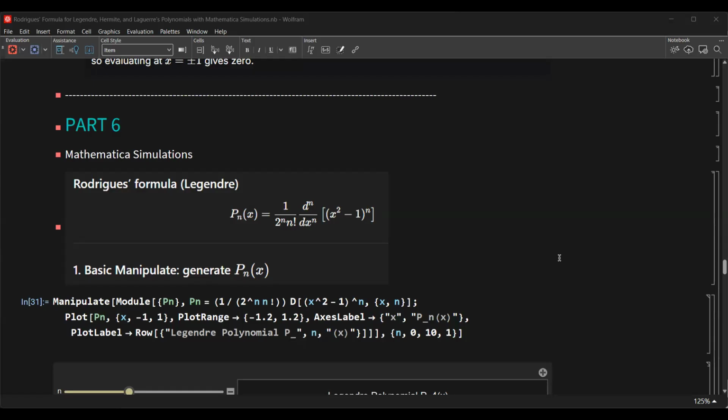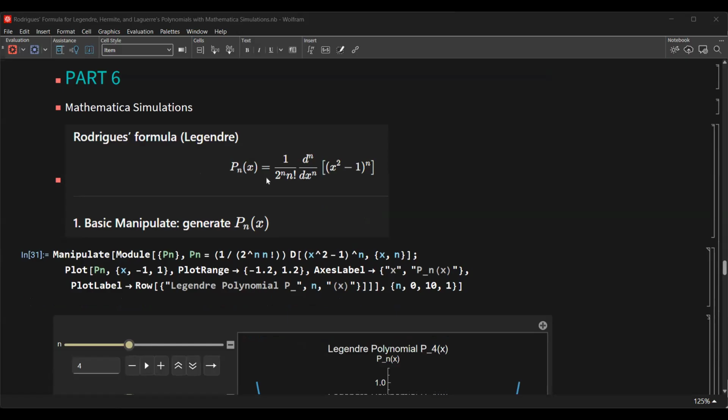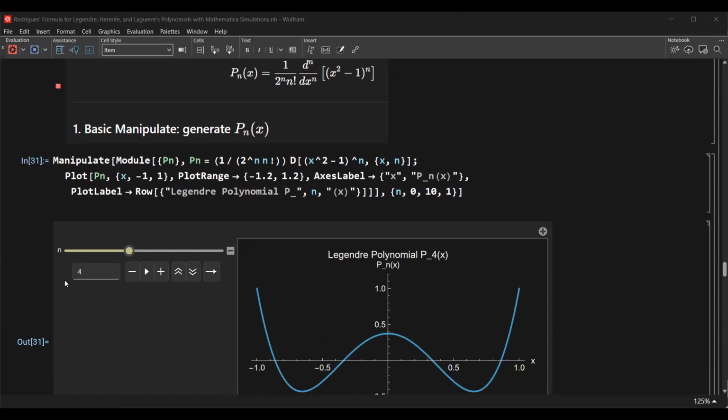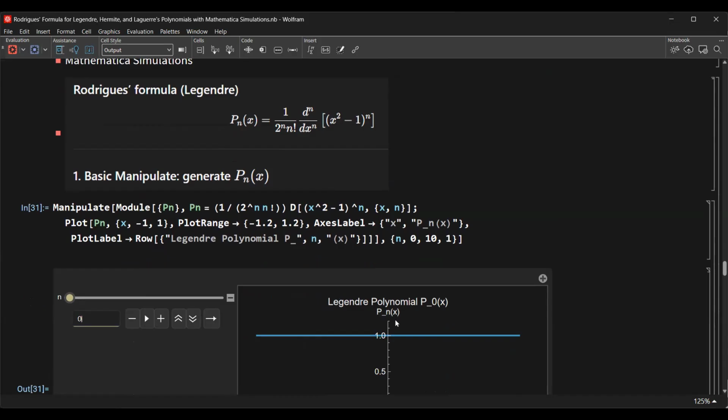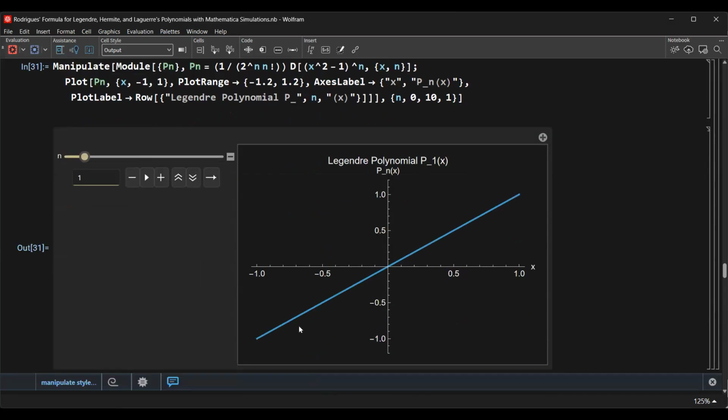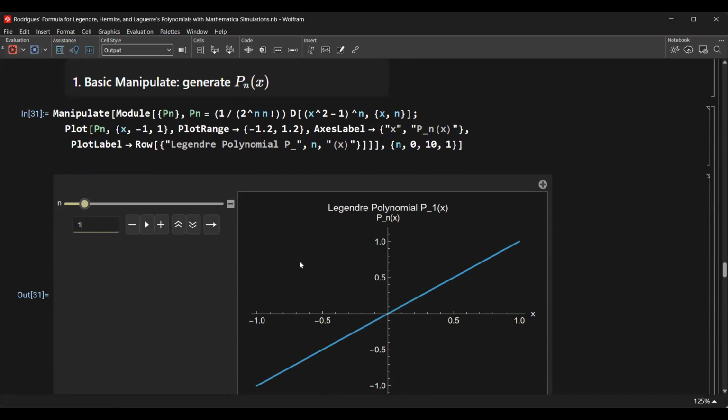Okay, let us now proceed to part 6, the Mathematica simulations. So we have the simulations of the Rodrigues formula here, this formula. For n equal to 0, we just substitute n equal to 0 here. So P0 of x is equal to 1, and for order 1, we have the corresponding plot here for P1 of x.